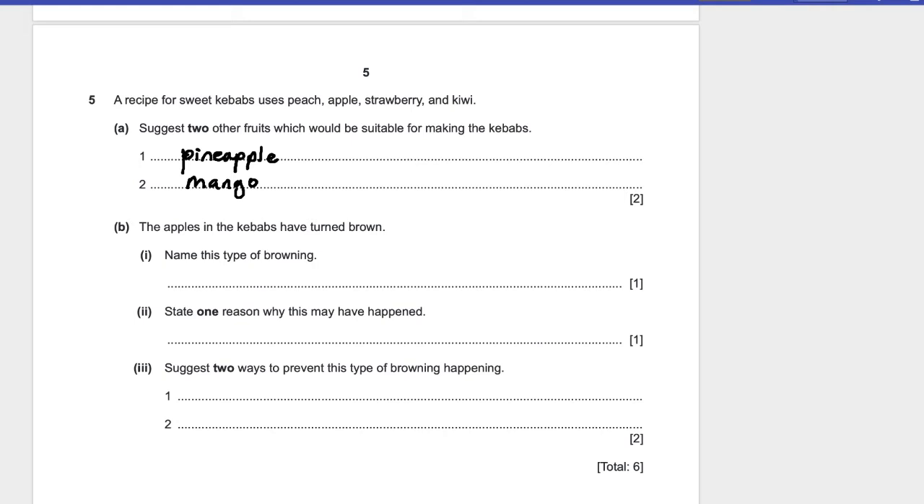Part B. The apples in the kebabs have turned brown. Name this type of browning. This is called enzymic browning. State 1 reason why this may have happened. The air oxidizes with the apple surface and causes them to go brown as a result of the apple cells being bruised because of cutting.